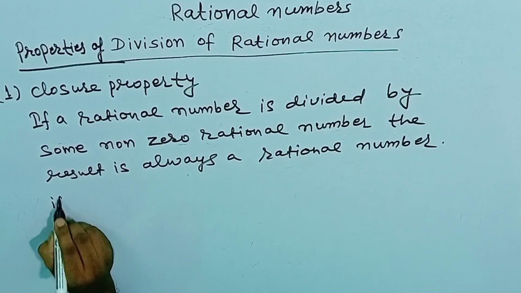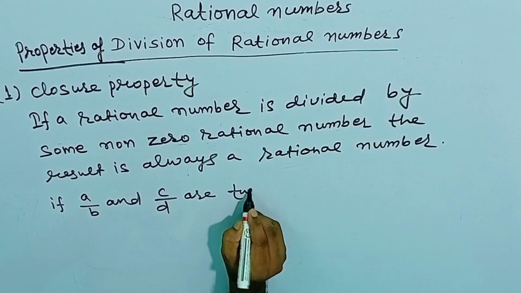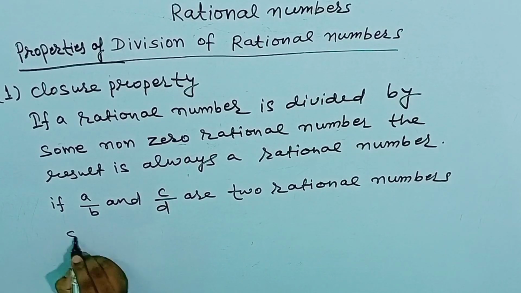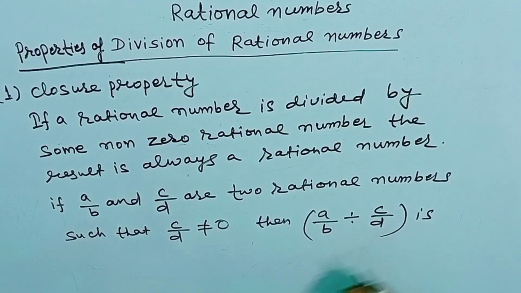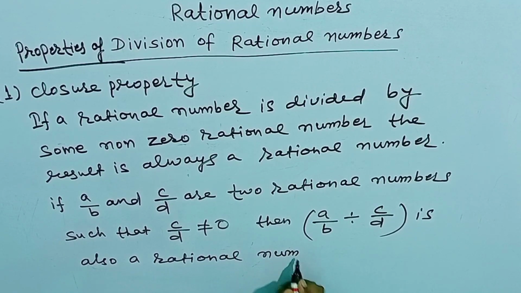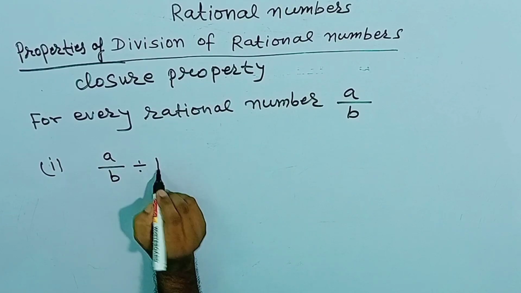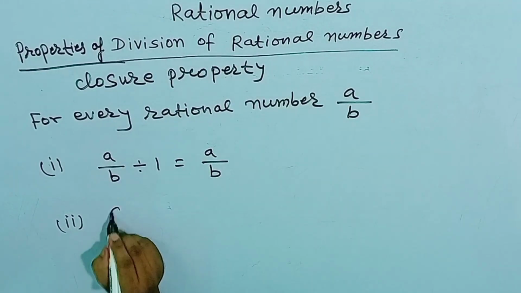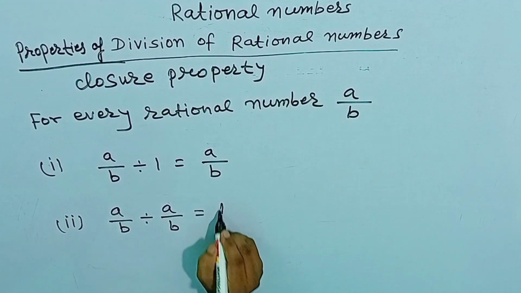So इसे हम इस तरह से भी लिख सकते हैं. If a by b and c by d are two rational numbers such that c by d is not equal to 0, then a by b divided by c by d is also a rational number. For every rational number, a by b divided by 1 is equal to a by b. यानी किसी भी rational number को यदि हम 1 से divide करेंगे, तो हमें वो rational number ही मिलेगा. दूसरा, a by b divided by a by b, यानी किसी rational number a by b को यदि हम उसी rational number से divide करेंगे, तो हमें 1 मिलेगा.